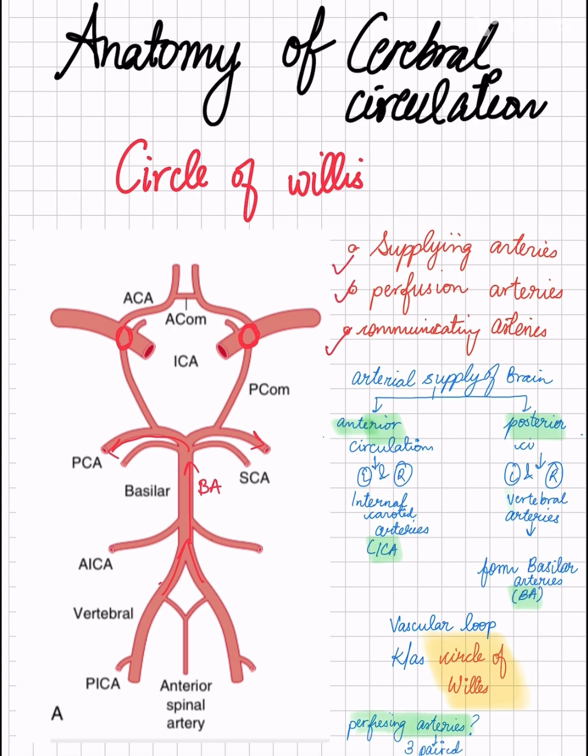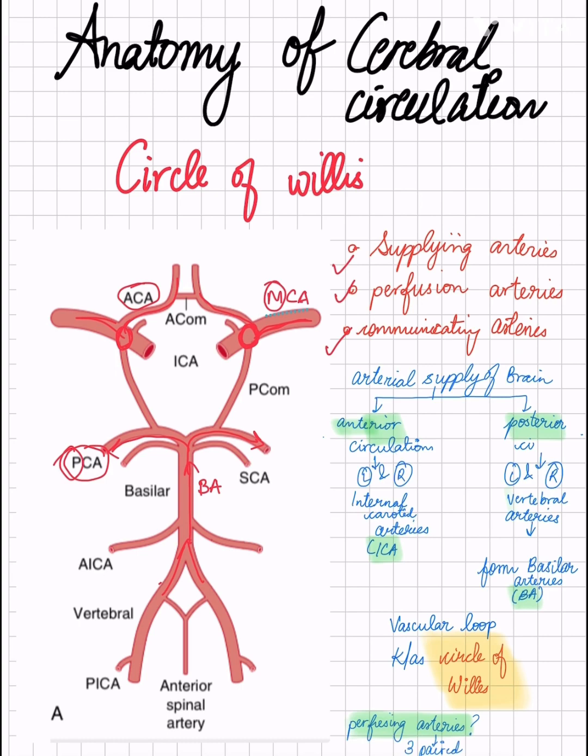There are three paired perfusion arteries, which are, as the name suggests, perfusion. So, the anterior part of the brain will be supplied by the anterior cerebral artery, which is a branch of internal carotid artery. The middle part will be supplied by the middle cerebral artery, as the name suggests, middle, which is again a branch of internal carotid artery. And the posterior part will be supplied by, as the name suggests, the posterior cerebral artery, which is the terminal branch of basilar artery.